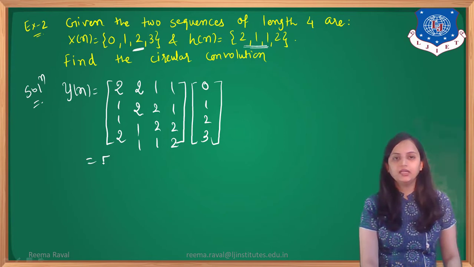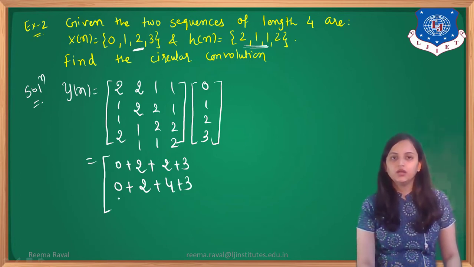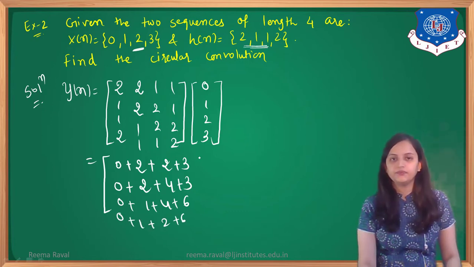Now if we find the answer for this, we will get 2 into 0, 0, plus 2 into 1, 2, plus 1 into 2, 2, plus 1 into 3, 3. Second row will be 1 into 0, 0, plus 2 into 1, 2, plus 2 into 2, 4, plus 1 into 3, 3. Third row will be 0, plus 1, plus 4, plus 6. And the last row will be 2 into 0, 0, plus 1, plus 2, plus 6.